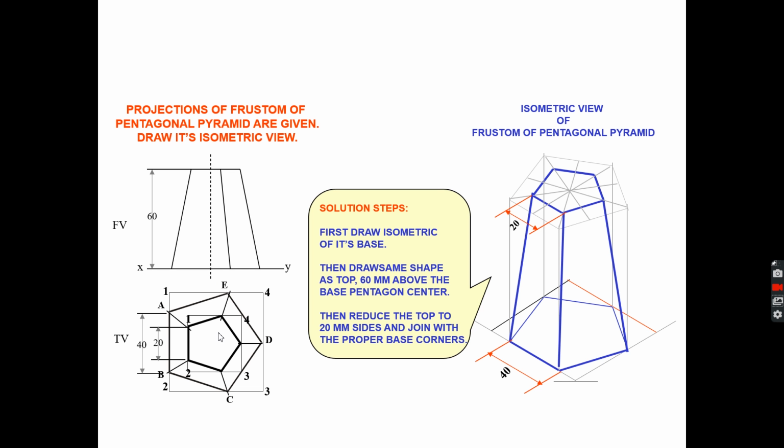So the first thing you have to do is draw whatever is given to you in the question on the drawing sheet. After drawing that, you can get the isometric drawing from here. For example, I am talking about this particular question. What you need to draw is the isometric view of a pentagonal pyramid.